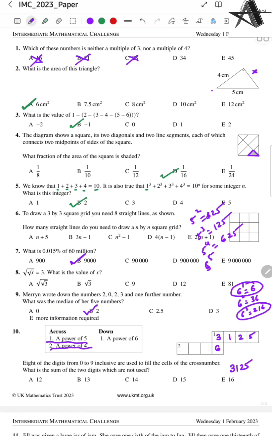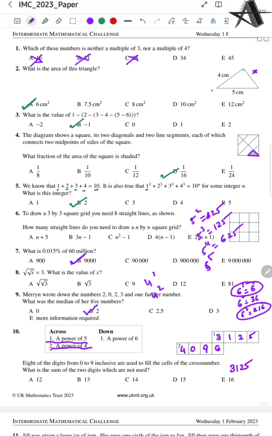Then a power of 4. A power of 4, that means we have to find a 4-digit power of 4. That means 4 to the power of 1, 4 to the power of 2, and if you keep on doing 4 to the power of 3, 4 to the power of 4, you will find a value which is 4-digit and ending with 6. And that value is 4096.